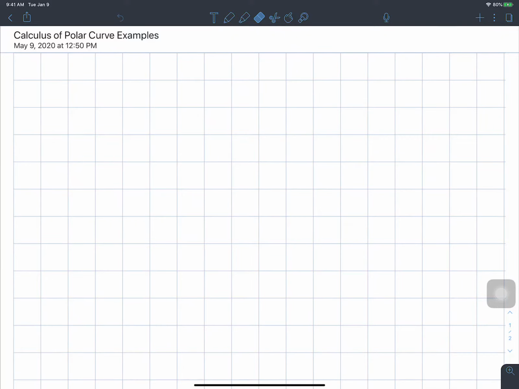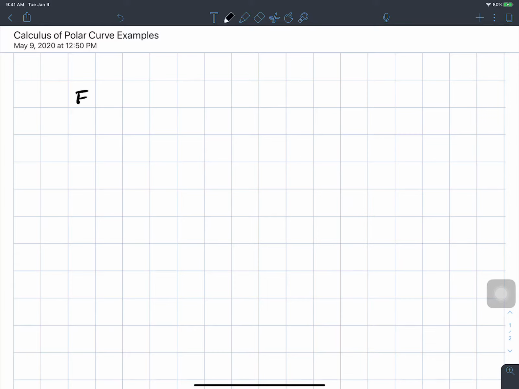Okay, we're going to work on some calculus of polar curves. Specifically, we're going to look at some derivatives, and I think we're going to look at possibly arc length too. So we're going to look at some examples. These are the things I promised you guys. And we'll start off with the proverbial find the slope of the tangent line.